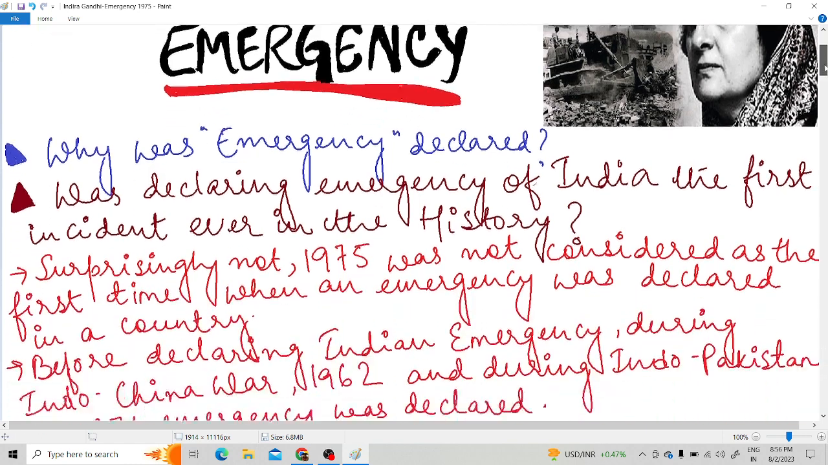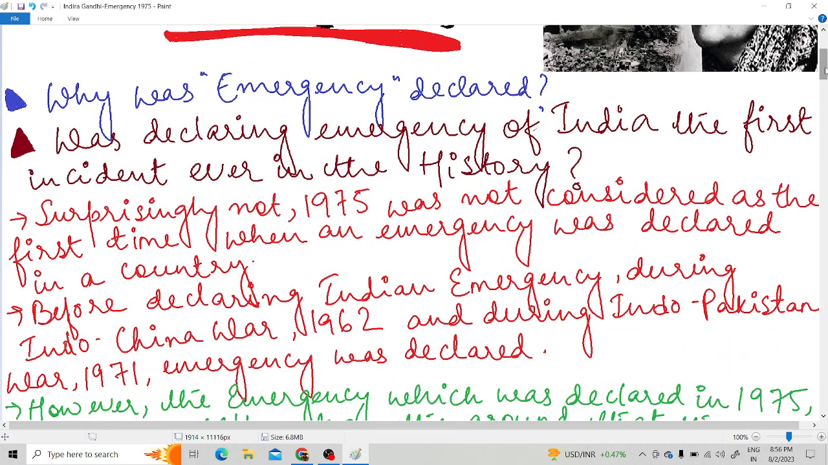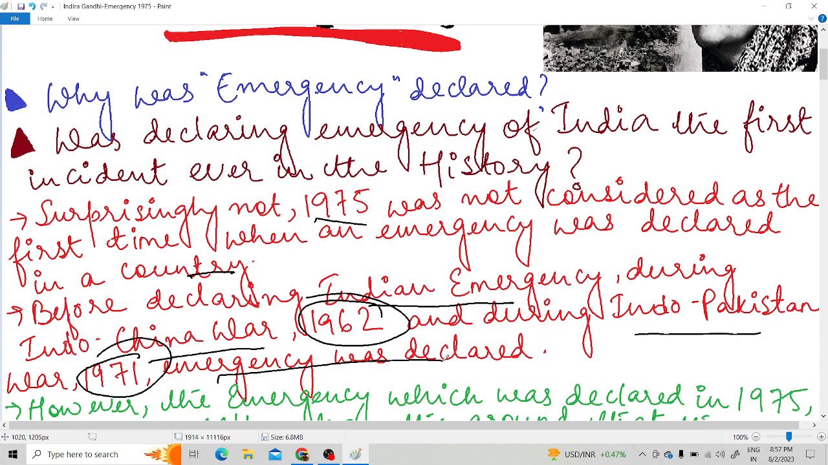Surprisingly not, 1975 was not considered the first time when an emergency was declared in a country. Before declaring the Indian emergency, during the 1962 Indo-China War and during the 1971 Indo-Pakistan War, emergency was declared.